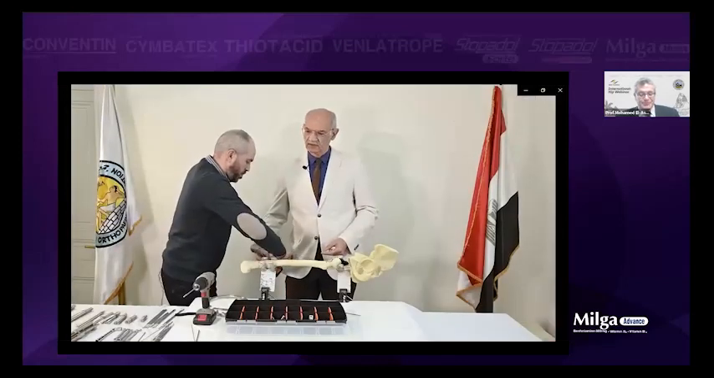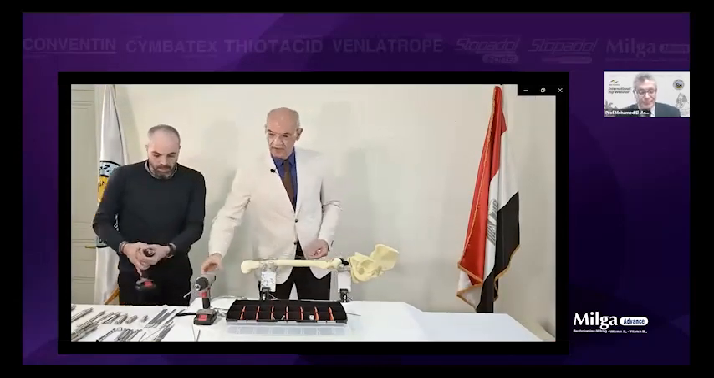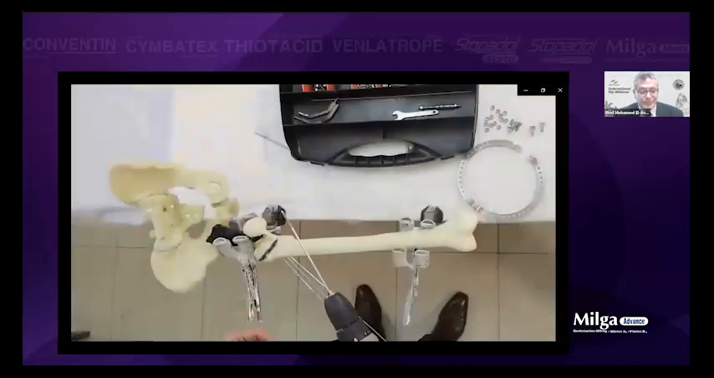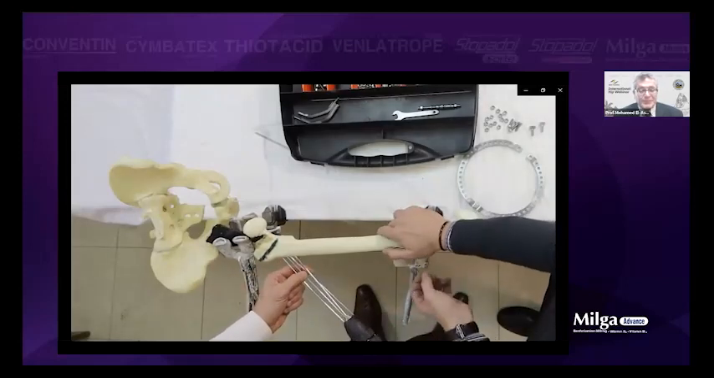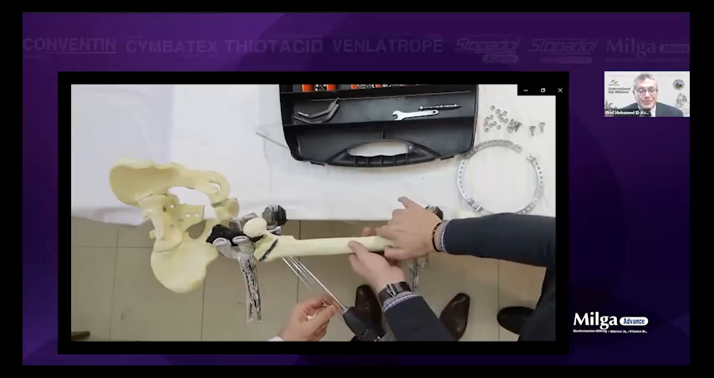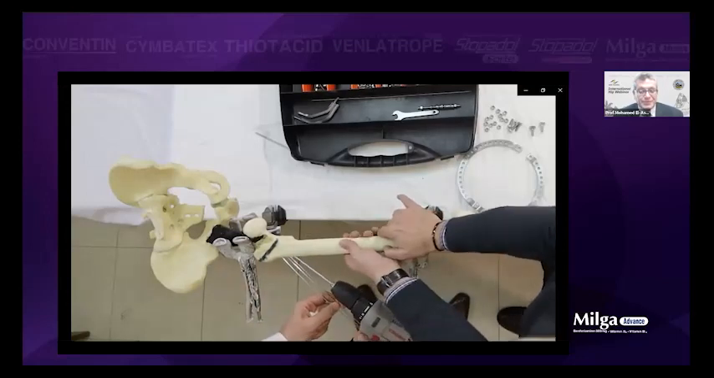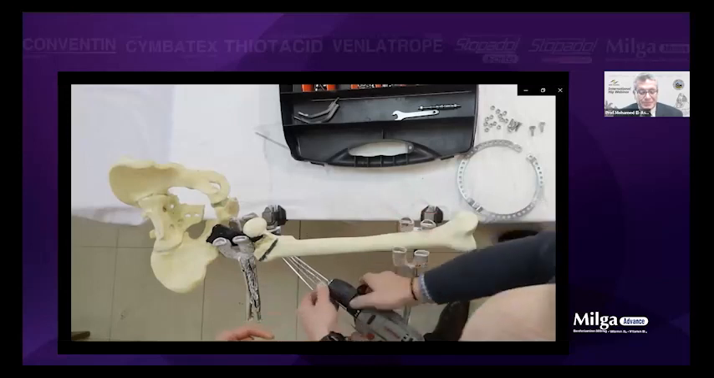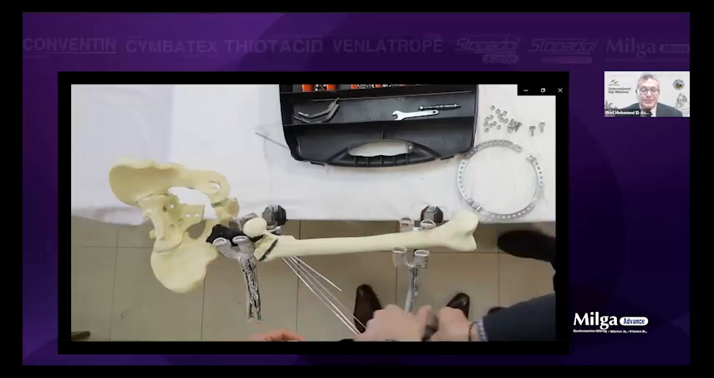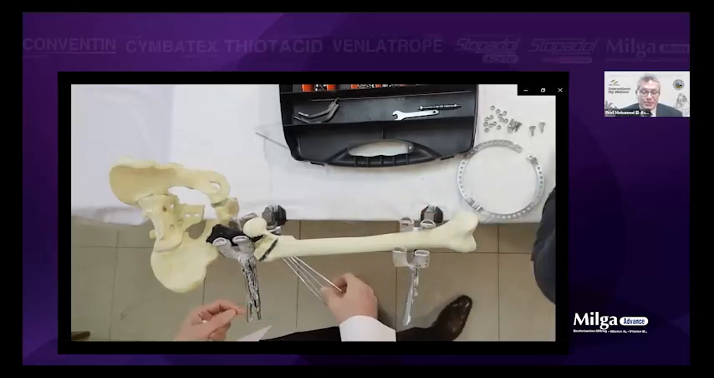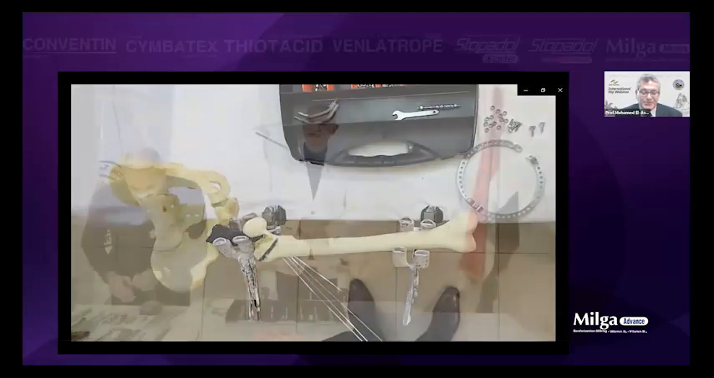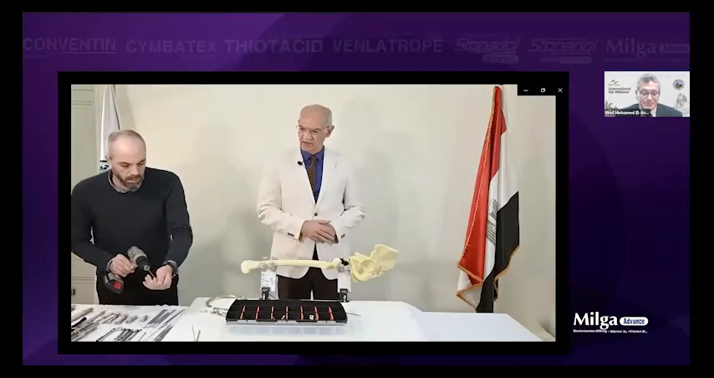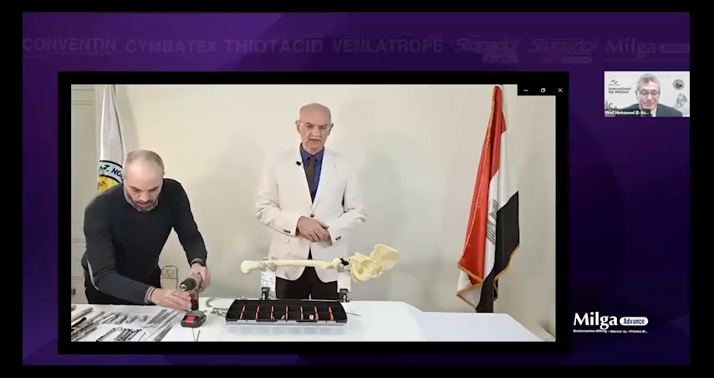So this is the third one. Now we are going to use 4 millimeters wire with the serrations like this one. So we have 1, 2, 3, 4 points of fixation. This can be enough in many cases, if you have a neck femur, you put a wire here.